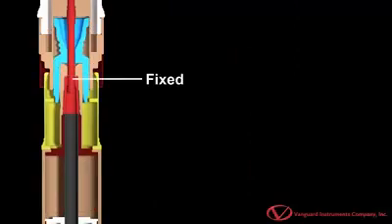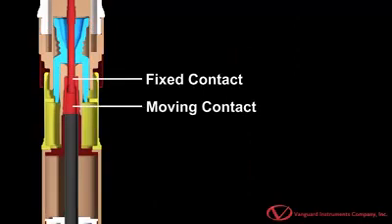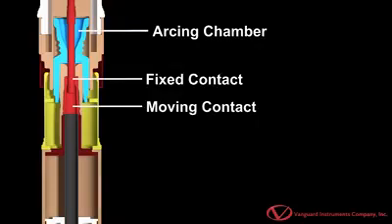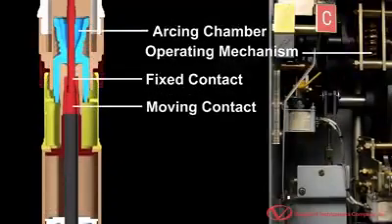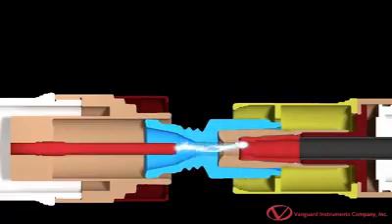Circuit breakers feature fixed and moving contacts that are housed in an arcing chamber and are opened or closed by an operating mechanism. The breaker's operating mechanism controls the moving contact to quickly open or close the circuit. When the contacts open, an arc is created due to current interruption.